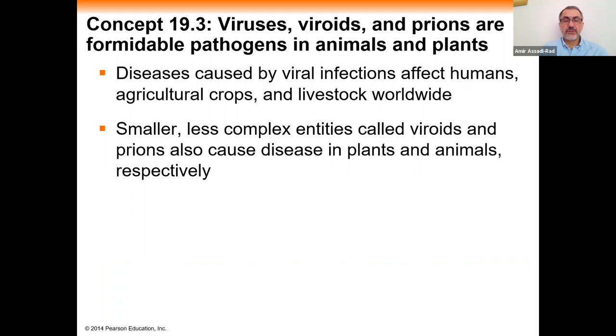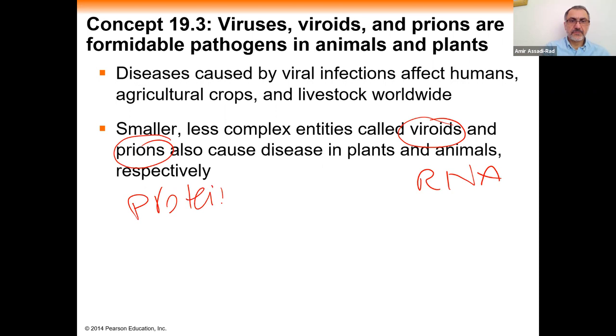Viruses, viroids, and prions are formidable pathogens in animals and plants. Diseases caused by viral infection affect humans, agricultural crops, and livestock, of course. Smaller, less complex entities called viroids and prions cause disease in plants and animals. Viroids are usually only RNA, just pieces of RNA, and prions are just protein molecules. Prions infect humans and animals, okay? And then viroids are usually found in plants.